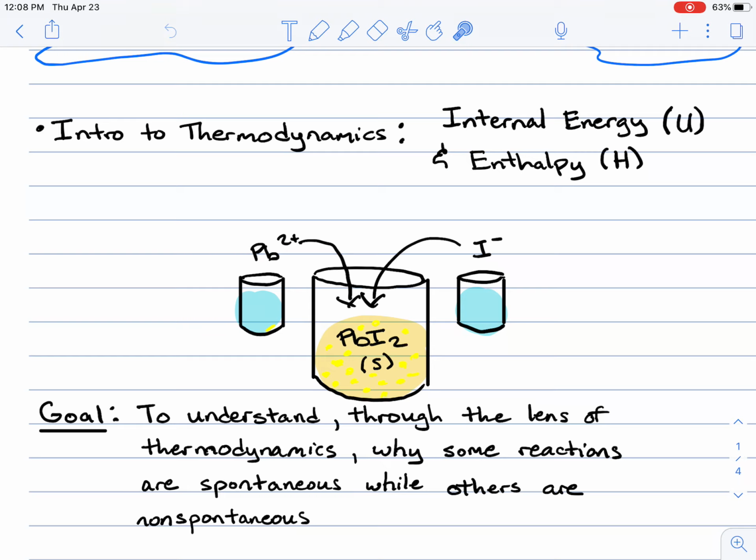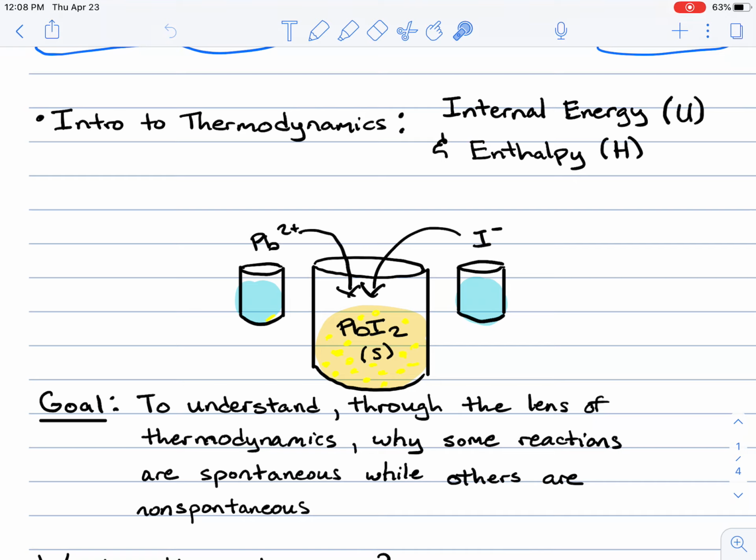So the goal, the purpose, is to understand why some reactions are spontaneous in the forward direction and why some reactions are non-spontaneous in the forward direction. And we can take this statement and talk about the reverse direction. So why are some reverse reactions spontaneous while other reverse reactions are non-spontaneous? And what we're going to do is understand that through the lens of thermodynamics.